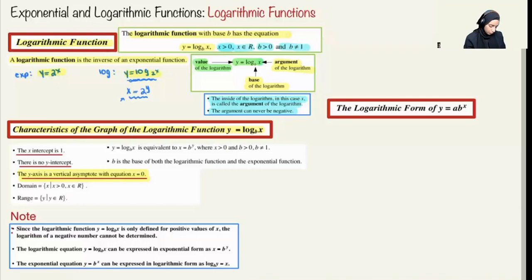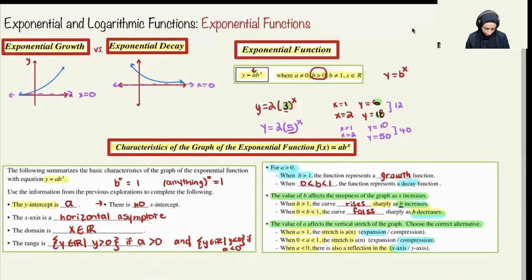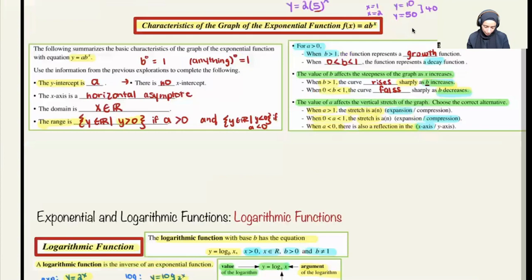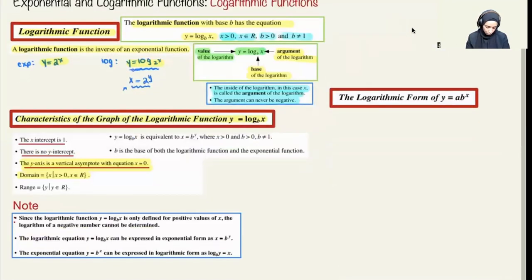And then the domain we can see is just going to be x is an element of all real numbers such that x is greater than 0, right? Because like we saw, it's changing with the exponential function because we're taking the inverse. Look at the exponential function: the range was the one where y was greater than 0. And again, we can see that they're going to switch.